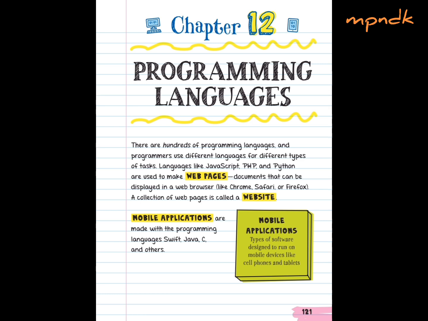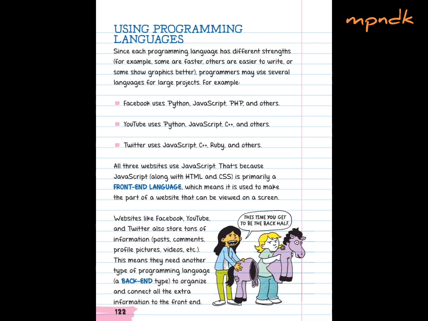Mobile applications are made with the programming languages Swift, Java, C, and others. Mobile applications are types of software designed to run on mobile devices like cell phones and tablets. Using programming languages: since each programming language has different strengths, for example, some are faster, others are easier to write, or some show graphics better, programmers may use several languages for large projects.